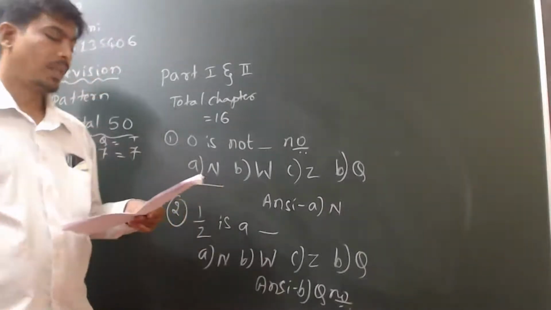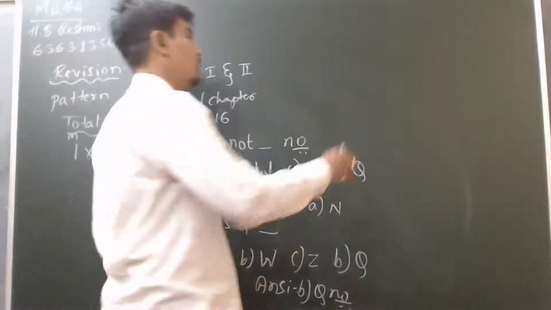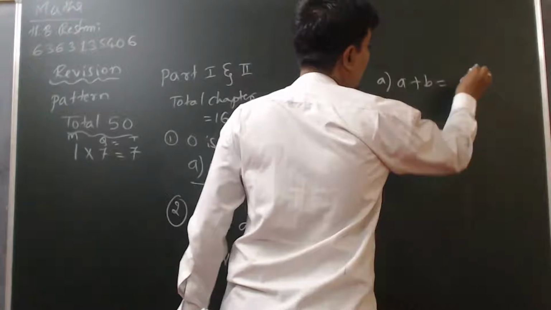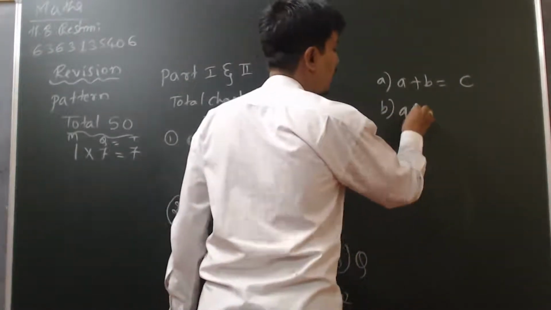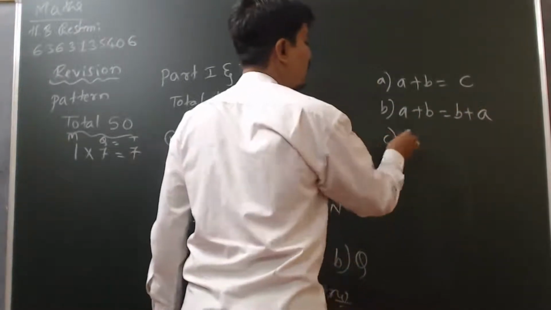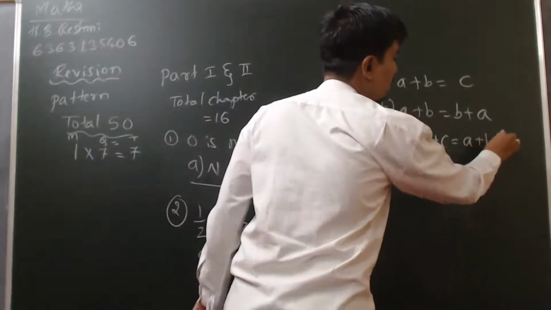Next question, A plus B equal to B plus A. We are having 4 properties. Which are those 4 properties? A plus B equal to C, that is the closure property. Second, A plus B equal to B plus A, commutative property. Third, A plus B plus C equal to A plus B plus C, bracket for AB, bracket for BC.